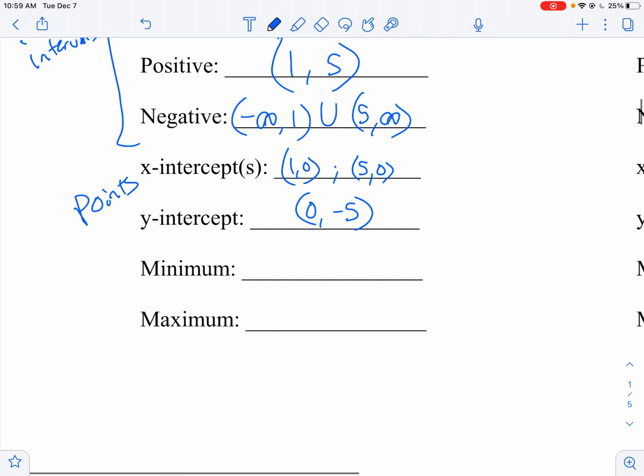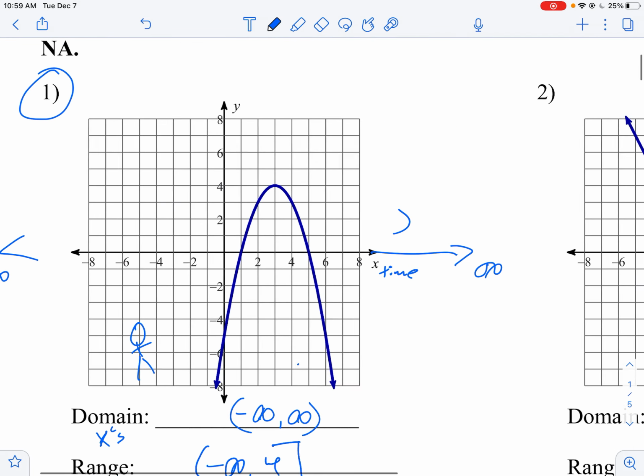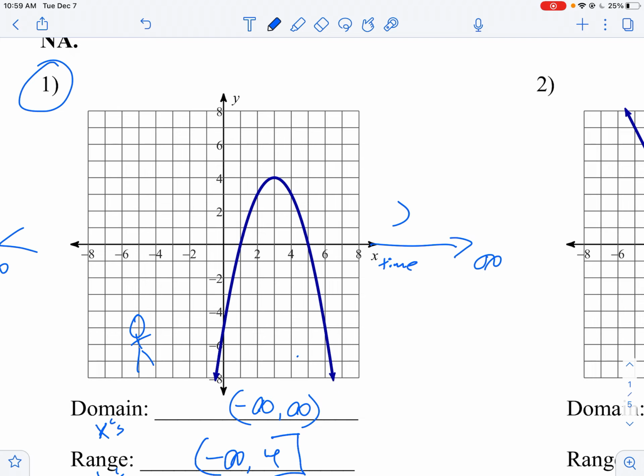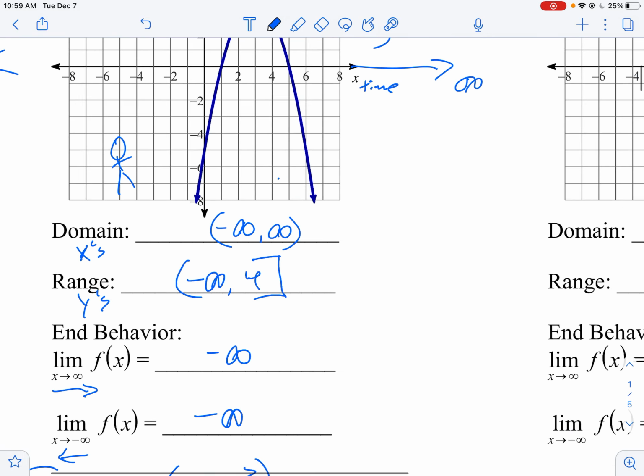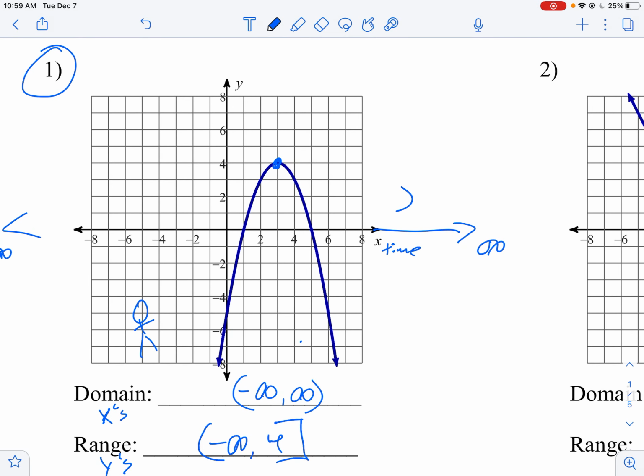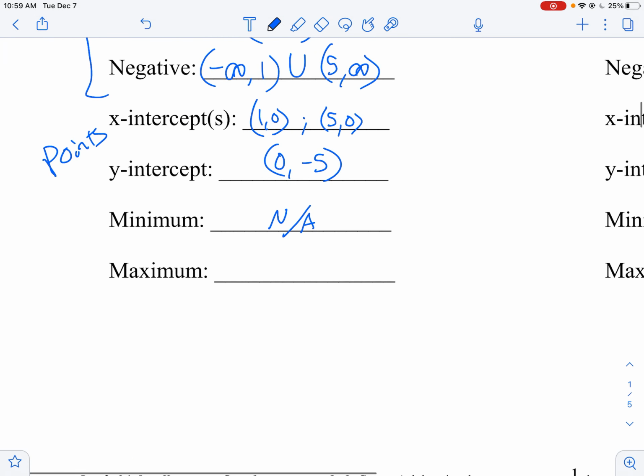And the next thing is minimum, maximum. This function goes down forever and doesn't have a distinct lowest point in the area, so we're going to put none or NA. But it does have a maximum point, and that's up here. This is the highest point. And once again, this is a point, so you need to put the coordinates. So you're going to put (3, 4). And by the way, this is a global maximum.